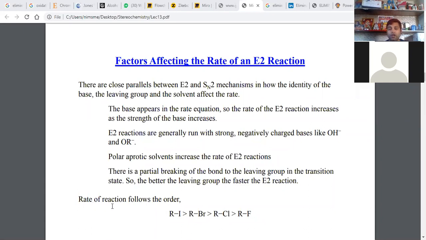The rate of reaction follows this order. For E2, the alkyl iodide will show the greatest rate of reaction, then the alkyl bromide, then the alkyl chloride, then the alkyl fluoride. The alkyl iodide has the highest rate of elimination reaction.